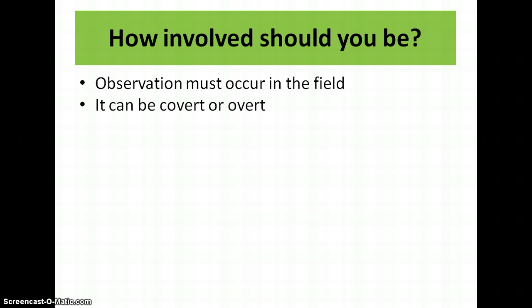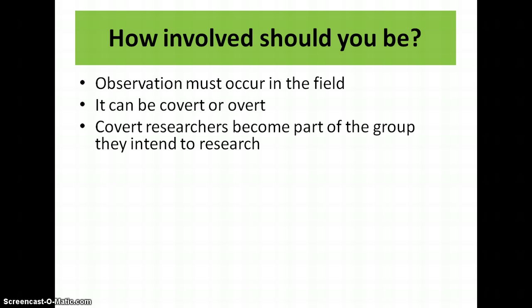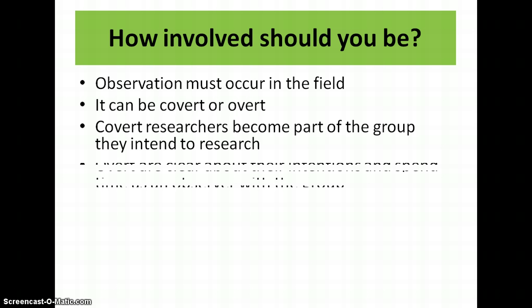And it can be covert or overt. Remember, covert means undercover, so they don't know that you're observing them, or overt means you're open, you're letting them know that you're there. Covert researchers become part of the group that they intend to research, and they can do that by participating, by being one of the group, or they can be an observer from the outside. So if you're watching behaviour in a playground, you might sit yourself on a bench and see what's going on around you. You might watch from a place where it looks like you're part of the group, but you're not actually doing anything or taking a lead role.